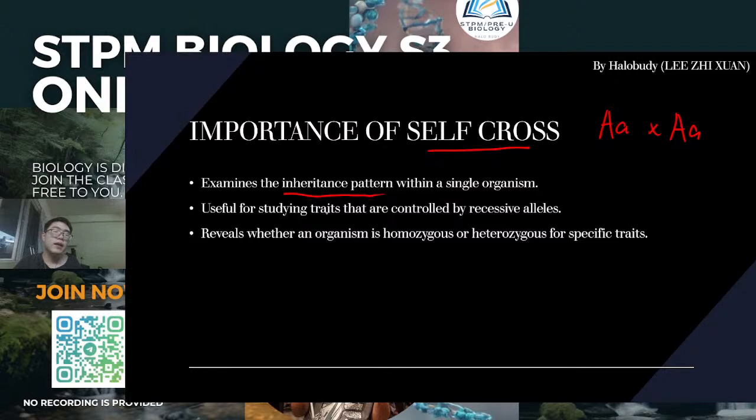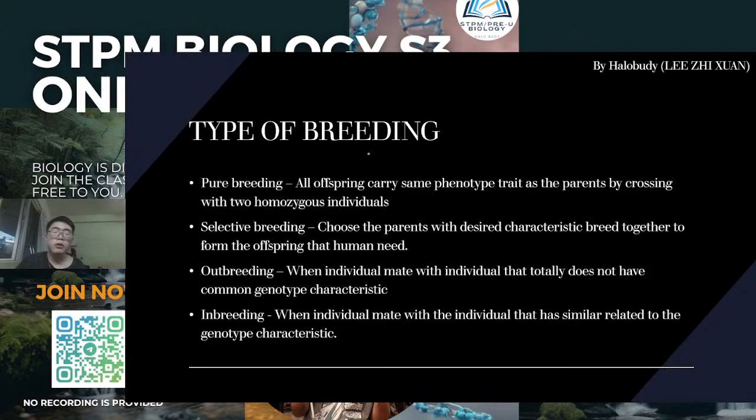Okay, it is used for studying traits that are controlled by recessive alleles, to reveal whether the organism is homozygous or heterozygous. Okay, so that is all about the cross. Next is about types of breeding. There are also 4 types of breeding you have to know. Actually, breeding and cross are similar, but breeding is more about the offspring.